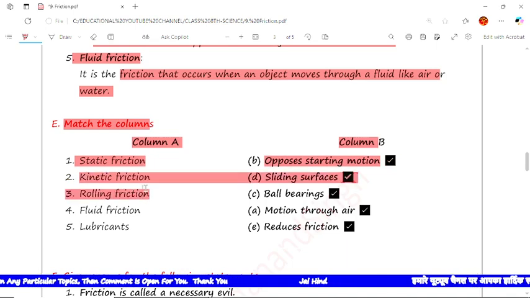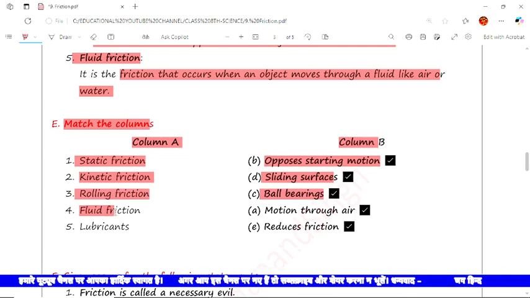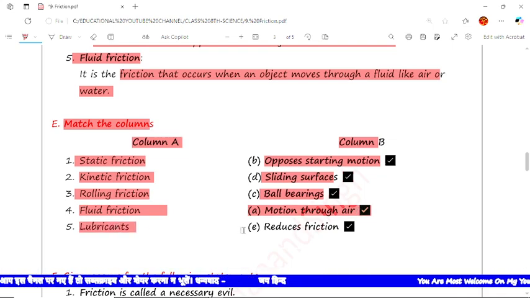Now the next is kinetic friction. That is kinetic friction, sliding surfaces. So 2 to D. Now the next is rolling friction. The ball bearings, that is rolling friction. Next is fluid friction. That is motion through air. Now the next is lubricants. That is, it reduces friction.